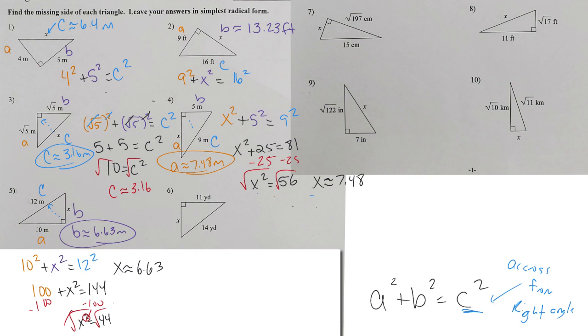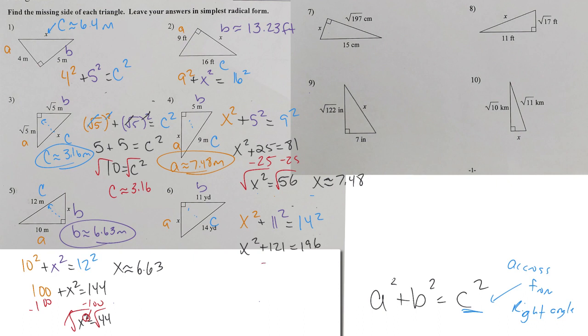All right, 6, I'm doing the exact same thing. So look, everything is exactly the same. There is C. C is 14. We'll say A is the X. We'll say B is the 11. It really does not matter there. You can flip-flop it any way you want. So I have X squared plus 11 squared equals 14 squared. So now I'm just going to evaluate: X squared plus 121 equals 196.